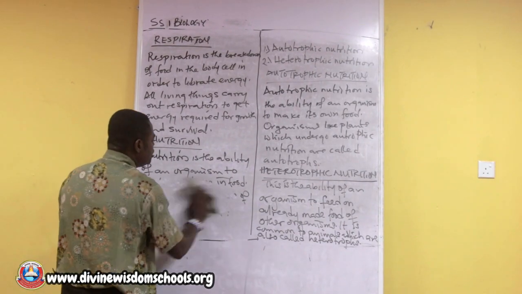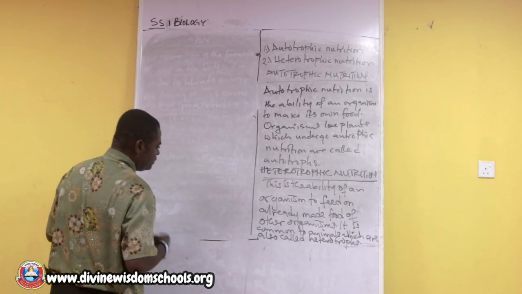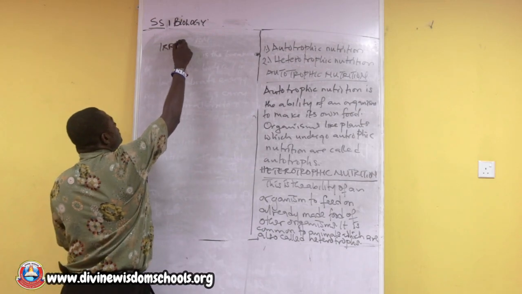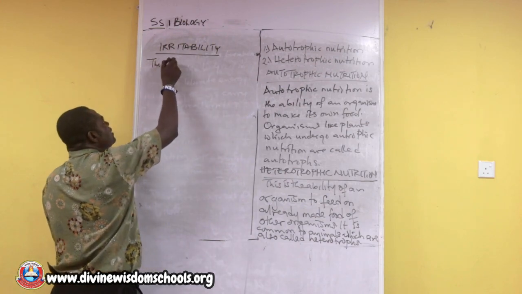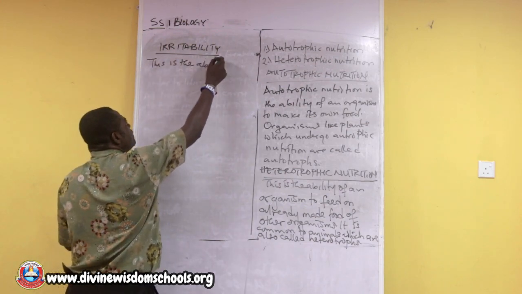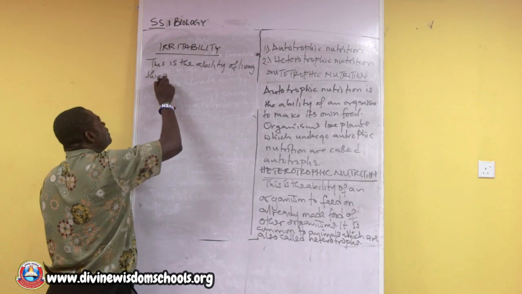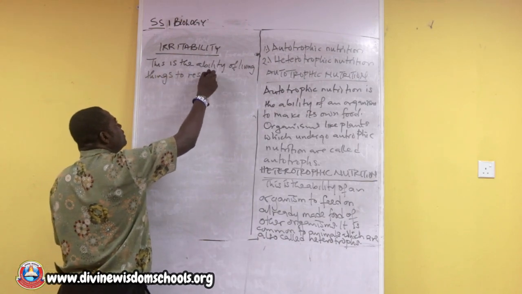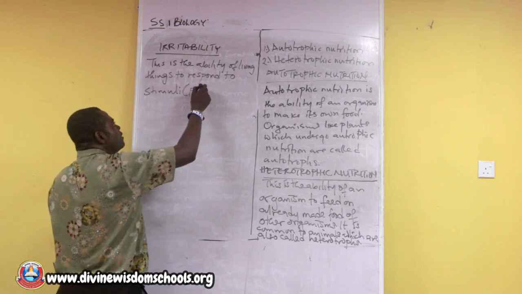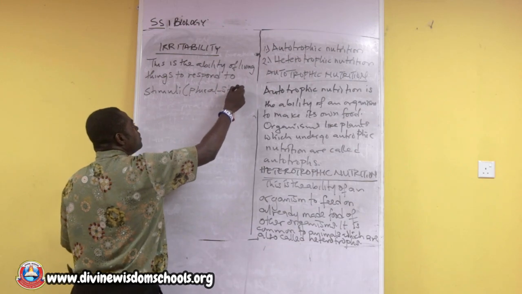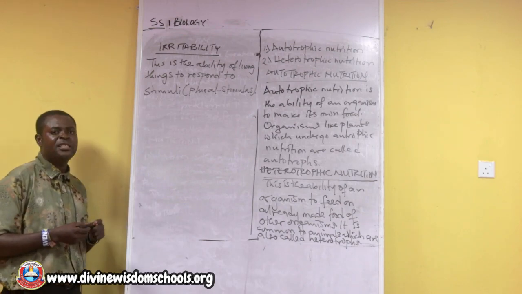Now, apart from nutrition, we have irritability. This is the ability of living things to respond to stimuli, plural of stimulus. Now, what is a stimulus?